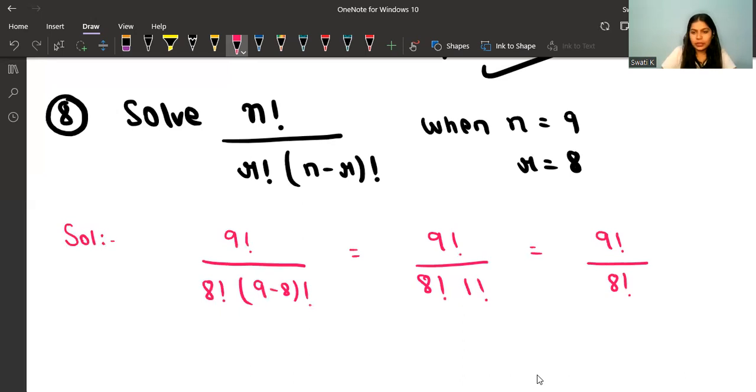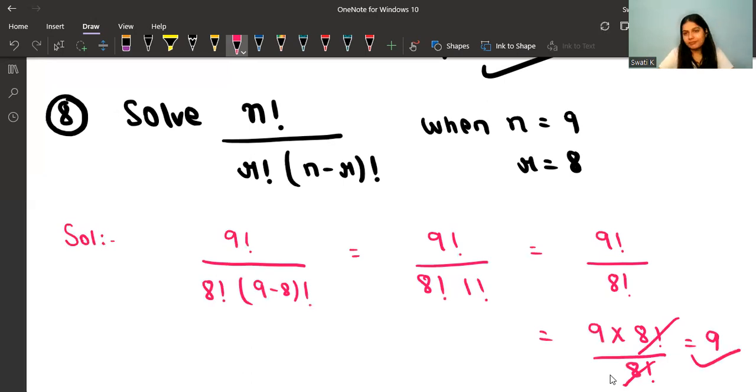Now, this is very simple. 9 factorial you can simplify. So it will become 9 into 8 factorial. Of course, I'll stop at 8 factorial, the reason being I can see 8 factorial in the denominator. So this 8 factorial will get cancelled and the answer is just 9. Okay, this was our 8th question. Let's move to the 9th question.